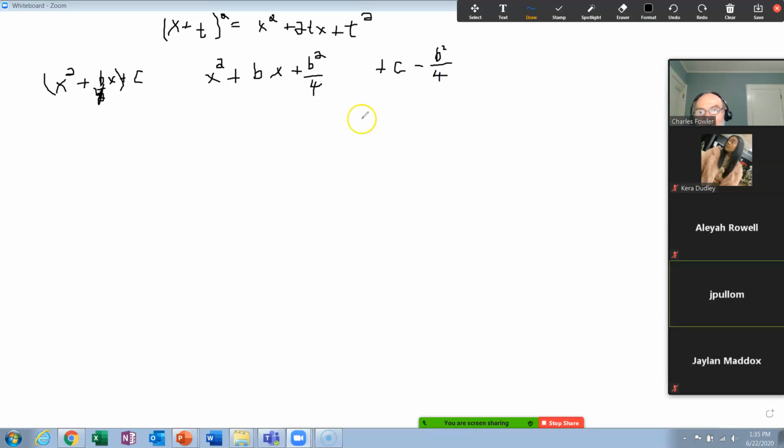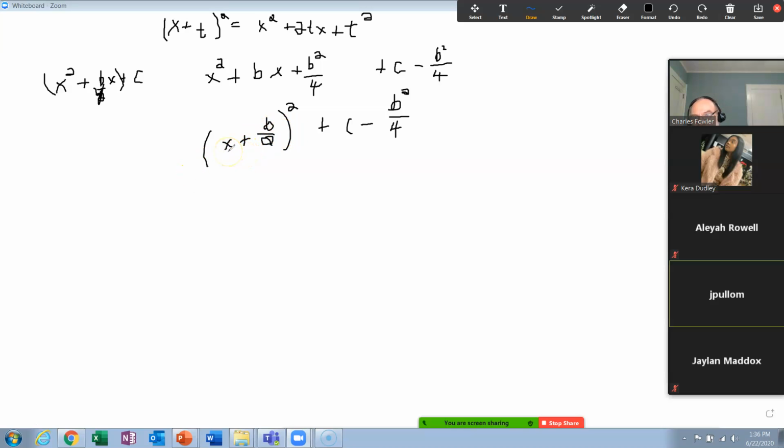Now, this I know to be the perfect square, because that's exactly what I did here, of x plus b over 2, squared. And then you've got this left over, which is c minus b squared over 4. All right. Now, do you believe I just completed the square?